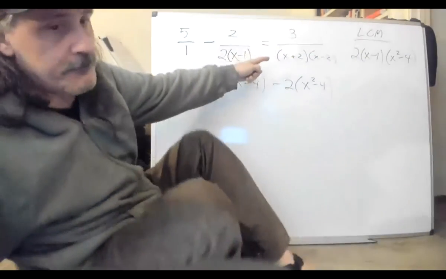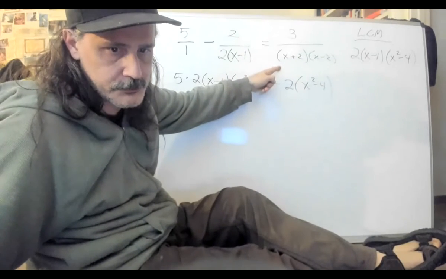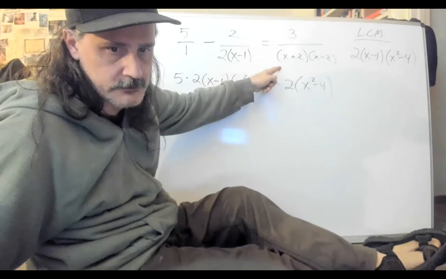And then when you multiply top and bottom here, you're just going to multiply the 2 and the x minus 1.